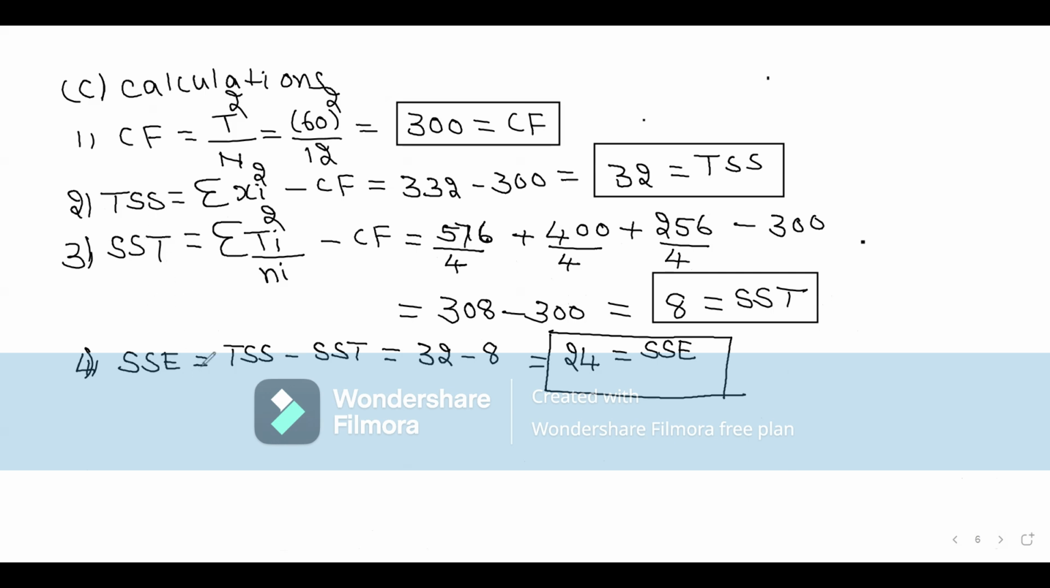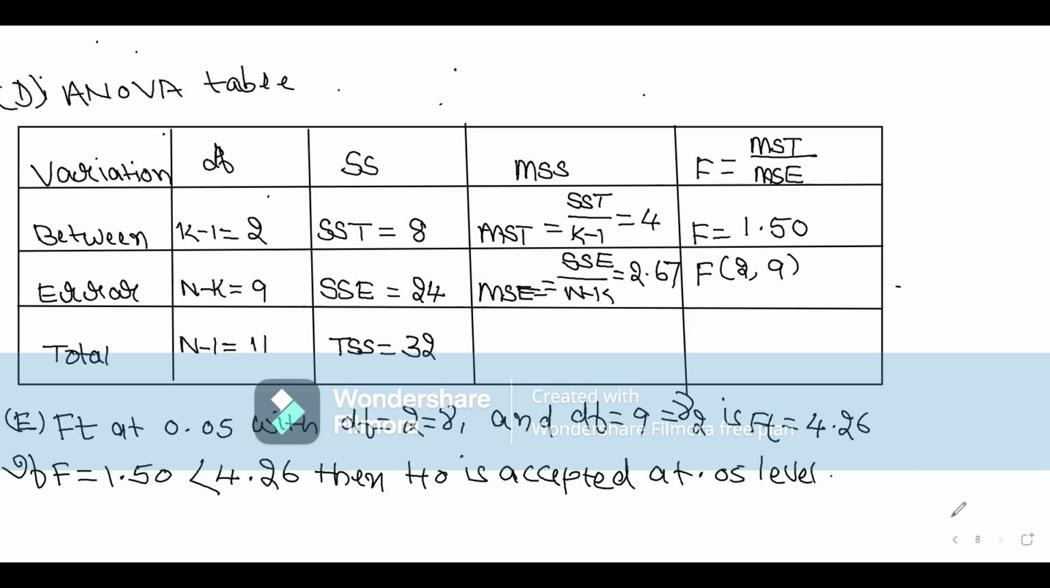You remember all these formulas are very important. Look here, TSS is 32, minus SST 8, gives 24. That is SSE. The summation of Y square is 32. Now, the third form.